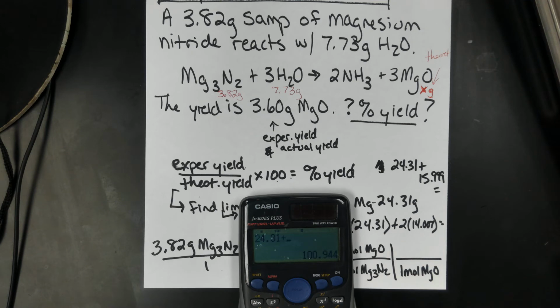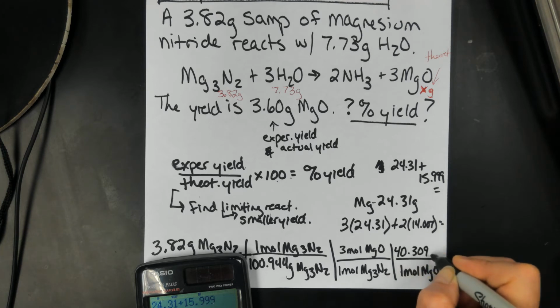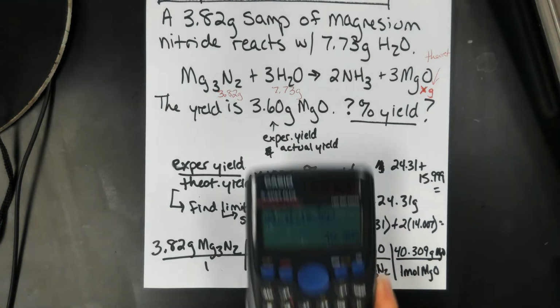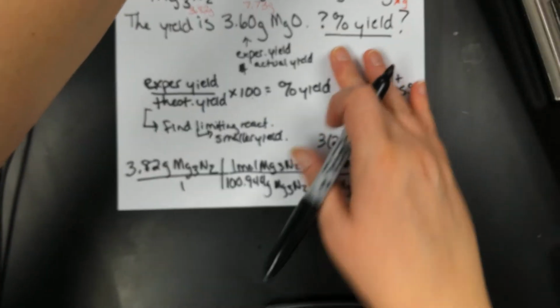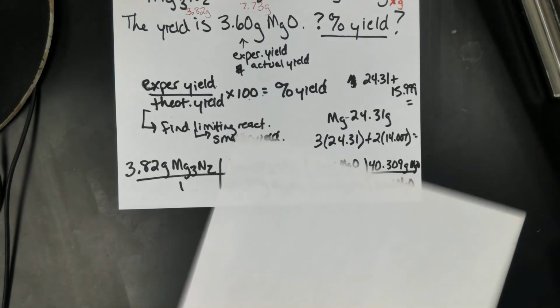24.31 plus 15.999, we get 40.309 grams of magnesium oxide. So multiply all the top, divide by all the bottom, and we will definitely be needing another sheet of paper for this video.